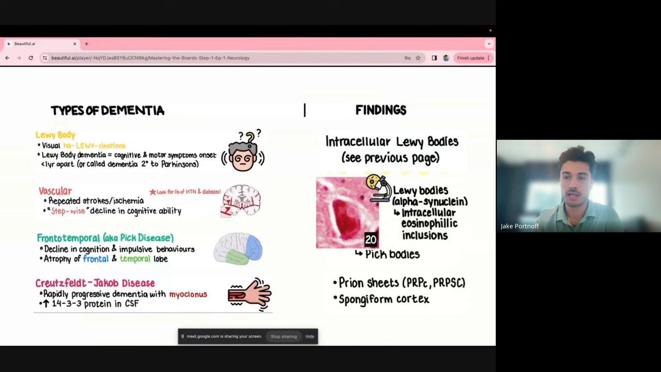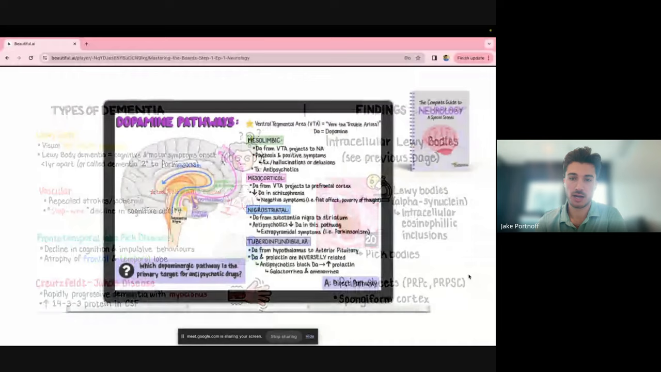And I just wanted to add this histology slide because it's very, very high yield. Obviously, you can see this in Lewy body dementia. You can see this in Parkinson's. It's your alpha-synuclein, your intracellular eosinophilic inclusion. The USMLE can even go so far as to give you the vignette you just saw, and they could give you intracellular eosinophilic inclusion along with a list of other things, and you'd have to know that a Lewy body is your intracellular eosinophilic inclusion. Okay, so I just wanted to show that image because it's super, super high yield.